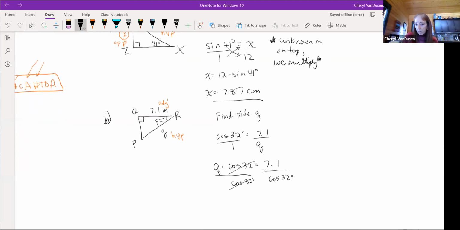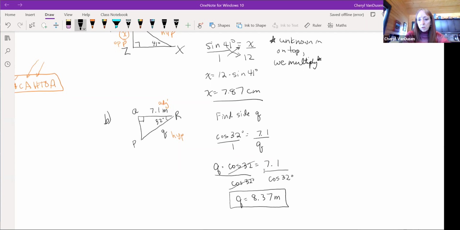Now we get our calculator out and we divide. So when our unknown is on the bottom, we divide. Let's do this and make sure everyone can get the same answer as I've got. 7.1 divided by cosine of 32, 8.37. And I always like to make sure, does that seem reasonable? Well, it's bigger than the 7.1, so it certainly looks like it should work in terms of an answer.